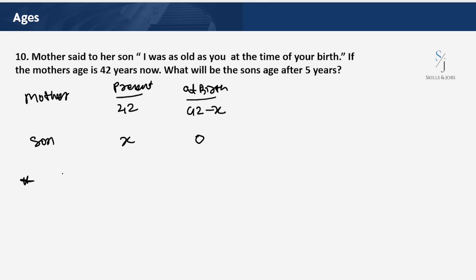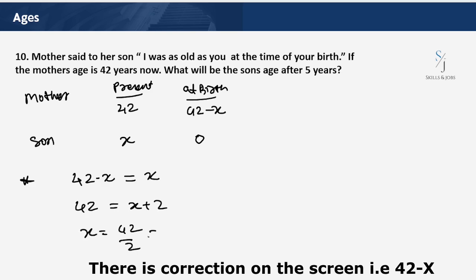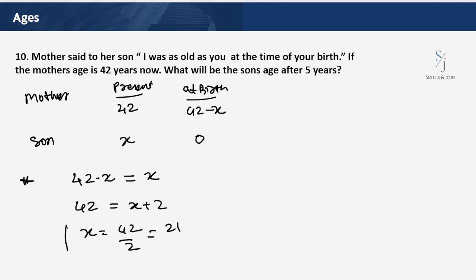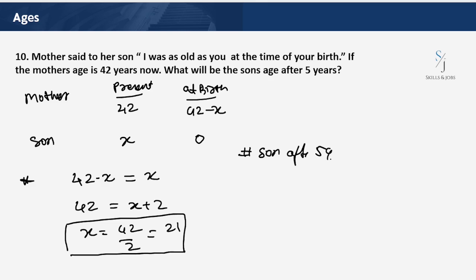Now derive the equation. I was as old as you at the time of your birth. Okay. So at the time of birth, the mother's age was 42 minus X. And as per this sentence, it was equal to the present age of the son, that is equal to X. This is going to be a very simple equation to solve. 42 is equal to X plus X. So X will be equal to 42 divided by 2, that is 21. So this is the value of X, that is the present age of the son. But what is asked? What will be the son's age after 5 years? So the son's age after 5 years is going to be 21 plus 5 is equal to 26 years.